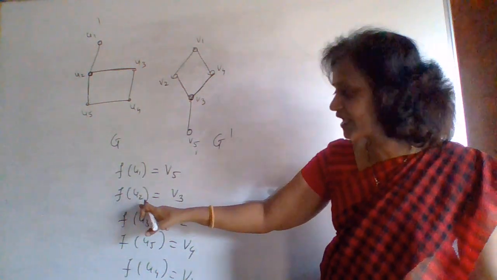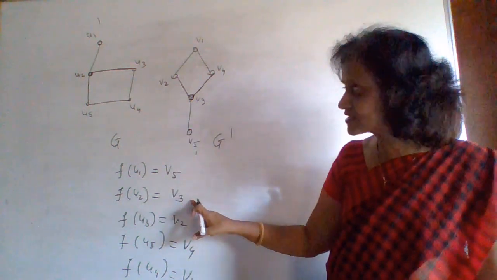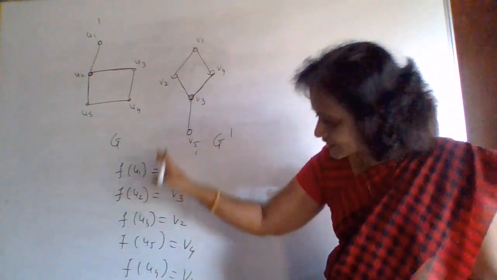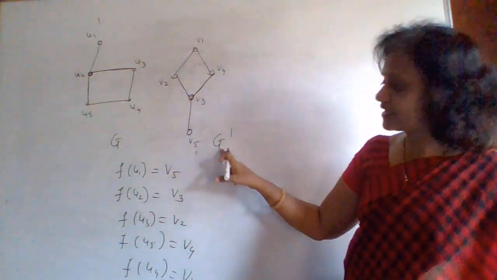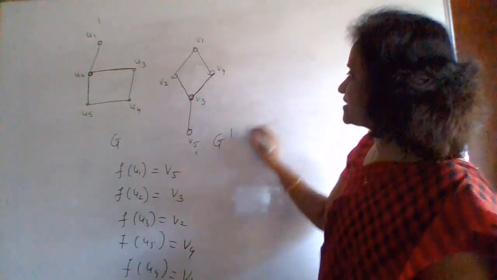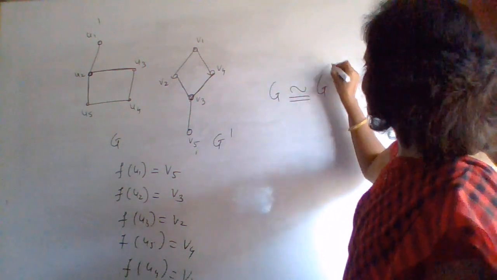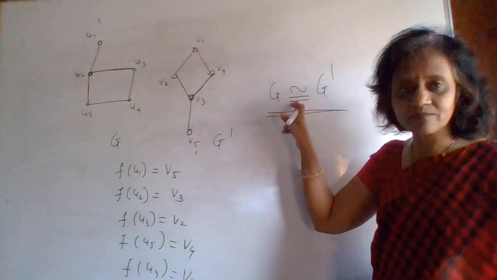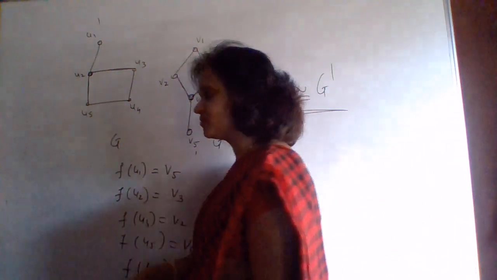You can cross check the condition. (u1, u2) is an edge, yes. So (v5, v3) is also an edge. Then (u2, u3), here (v3, v2). Like that you can check for all. And you will see G and G' are isomorphic. And when G and G' are isomorphic, we denote it in this way. How to read it? G is isomorphic to G'. That is the clear meaning of isomorphic graphs.